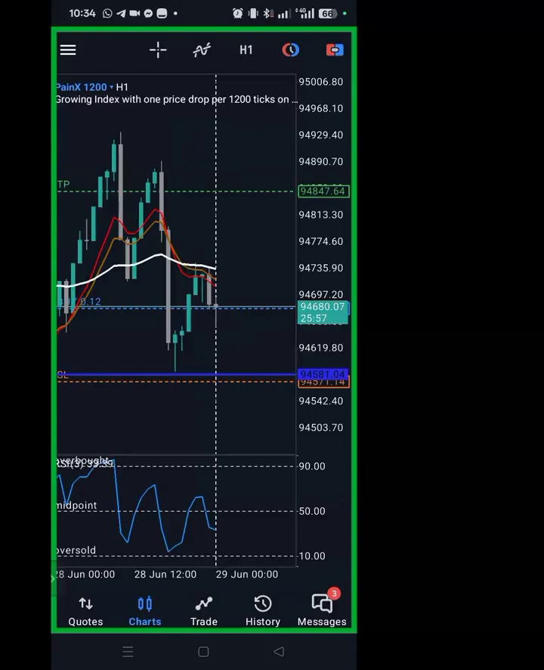Do you see the chart now showing my take profit and my stop loss? Okay, sir. Thank you very much, sir. You're welcome. When buying, the take profit will always be at the top and the stop loss at the bottom. When selling, the stop loss should be at the top, while the take profit should be at the bottom. Okay, sir.